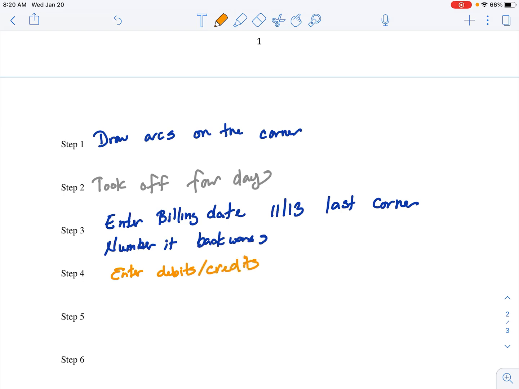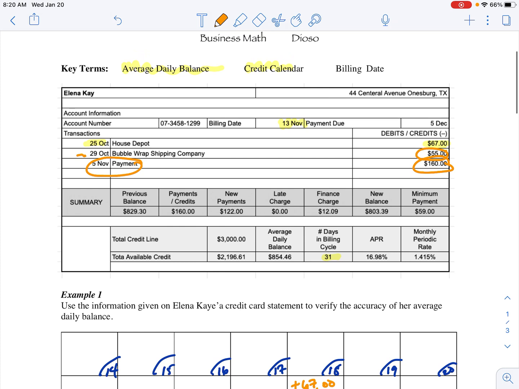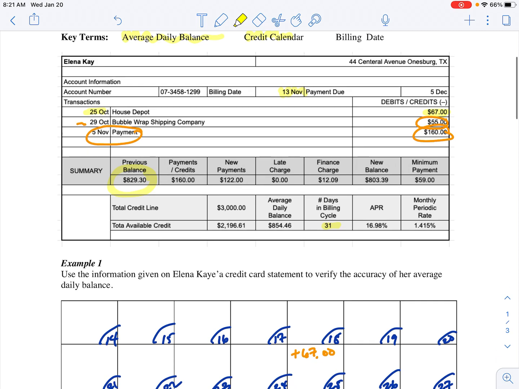All right. We're now moving over to step 5. It says the first day of the billing cycle is October 14th. The previous balance was $829.30. Okay, that's the previous balance. This new cycle starts on the 14th, the first day of this billing cycle. So we're going to enter the balance on October 14th.